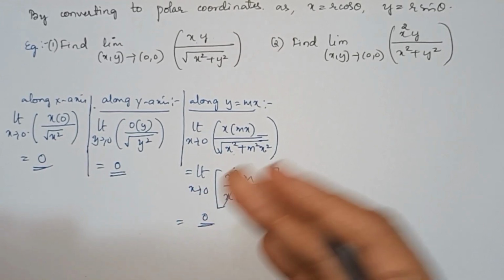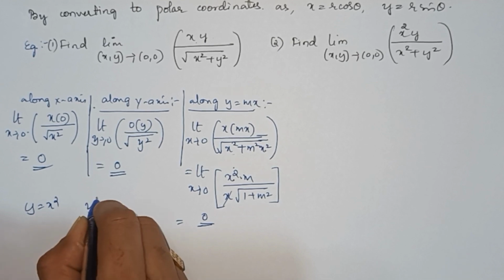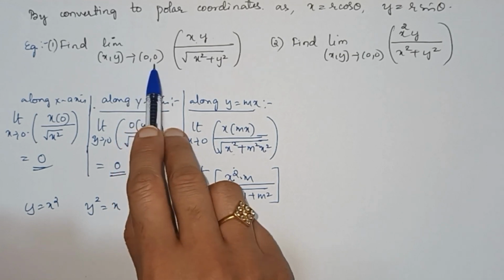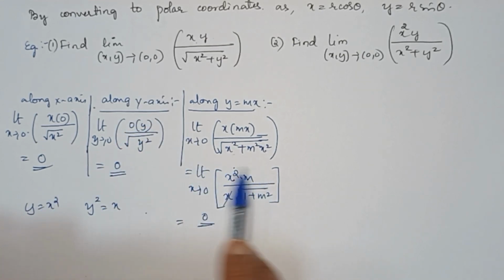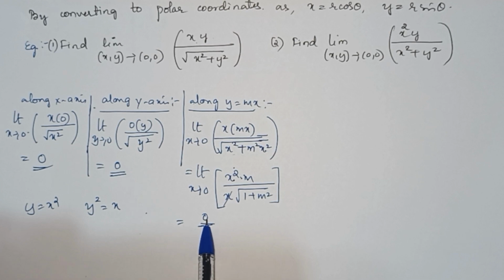Now go with the parabola y equal to x square, then again y square equal to x. There are different paths to choose to approach the origin. You have to check with each and every case. So instead of that, what I'll do now is, out of these three paths every value is 0, still you can't conclude it as equal to 0.